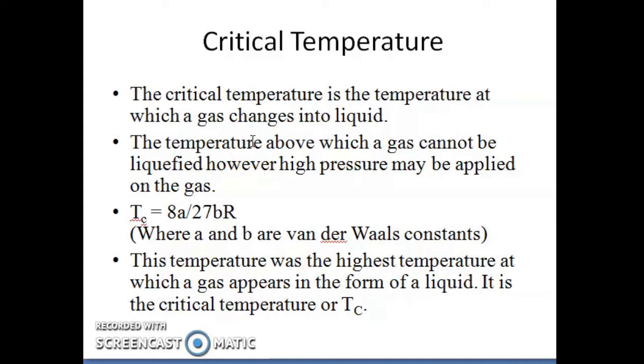however high a pressure you try to apply on the gas. We could calculate the critical temperature using the formula 8a by 27bR, where a and b are named the van der Waals constants. And this temperature will be the highest temperature at which a gas will appear in the form of a liquid. So we call that temperature the critical temperature and it is denoted by Tc.